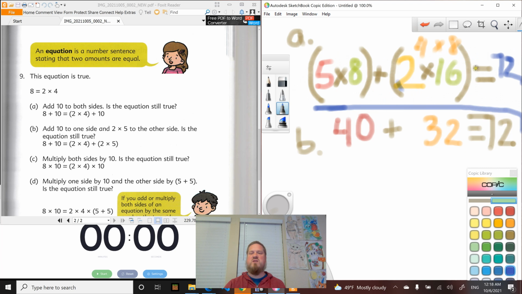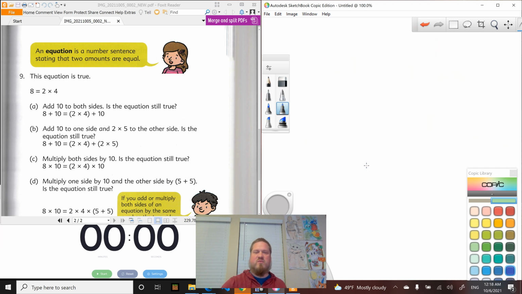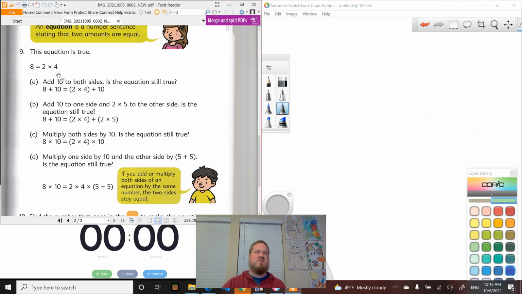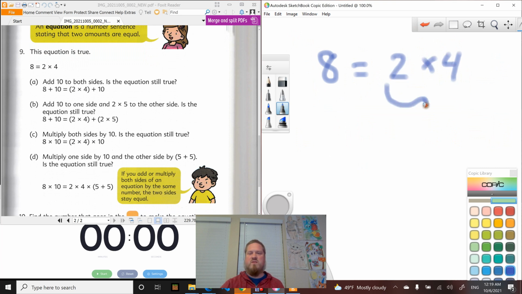It's called an equation because of the equal sign. They equate. They are the same. 72 is the same as 5 times 8 plus 2 times 16. All right, I'm going to clear this, and let's look at problem 9 over here, page 41. So we have, it says this equation is true. 8 equals 2 times 4, because we know that 2 times 4 is equal to 8. So we can say 8 equals 8.